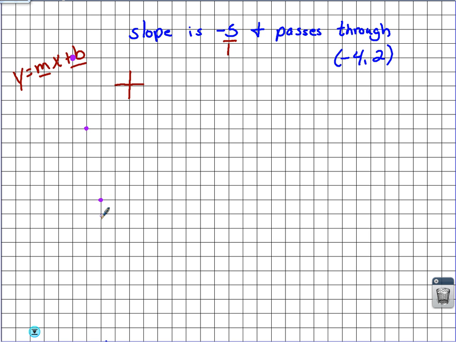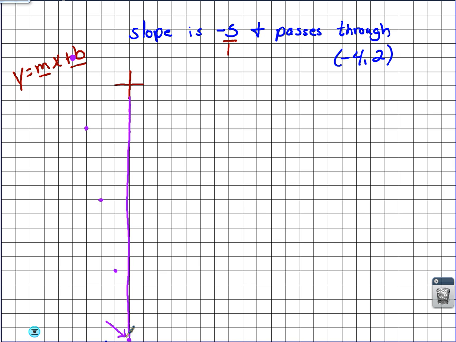A couple more times, 1, 2, 3, 4, 5 over 1. And I believe I'll have to do it again, 1, 2, 3, 4, 5, and over 1. So it looks like, again, here's my y-axis. And it looks like I'm going to cross the y-axis. If I drew this line, it would cross the y-axis right here.